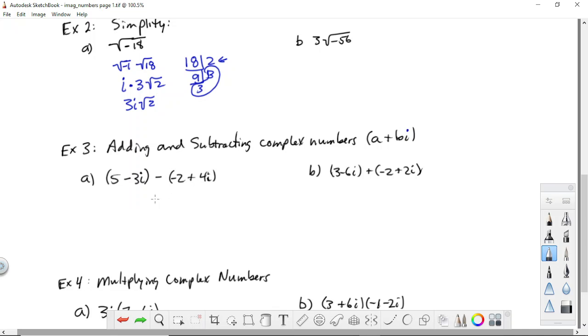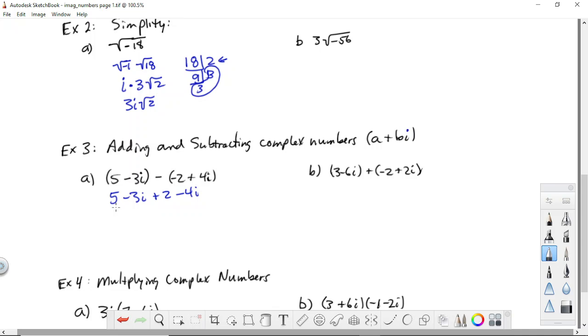So let's first distribute the negative sign here. We have 5 minus 3i, and we have minus a negative 2. So that's plus 2, and we have minus 4i. So all we did there was distribute that negative sign. And now we can combine the real part.